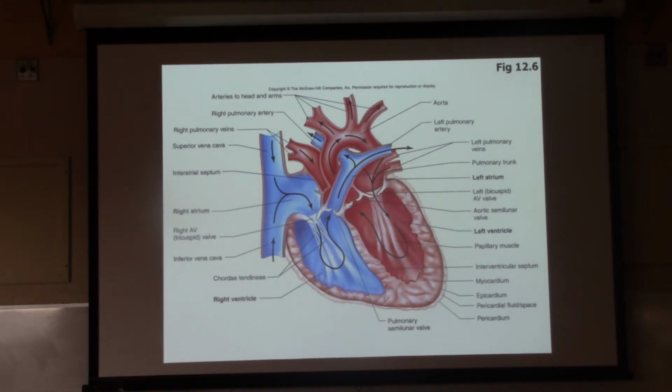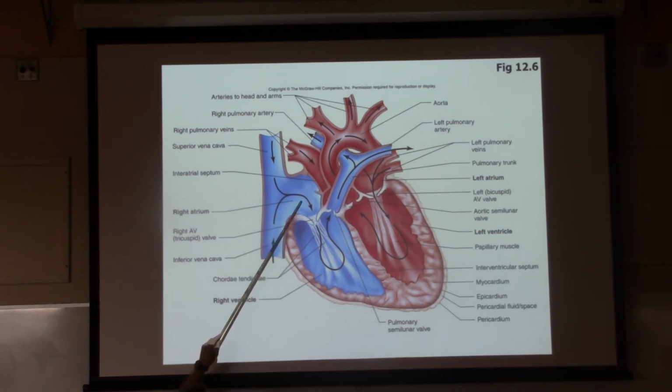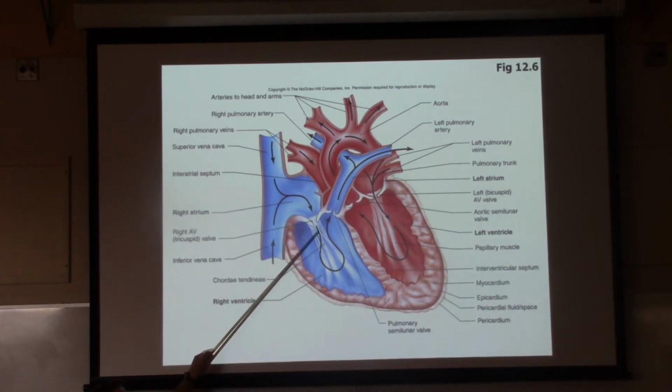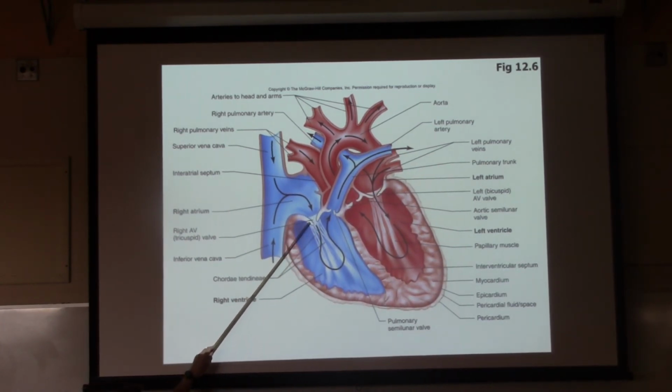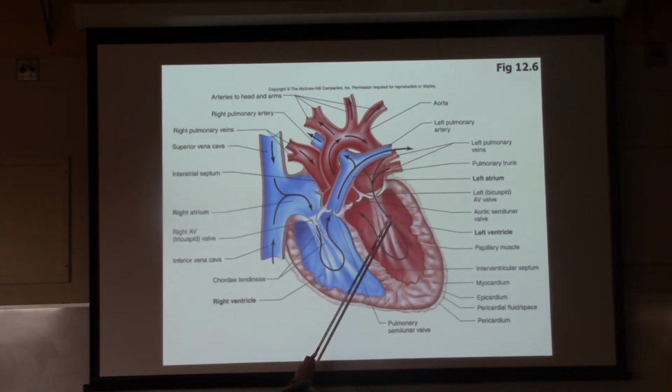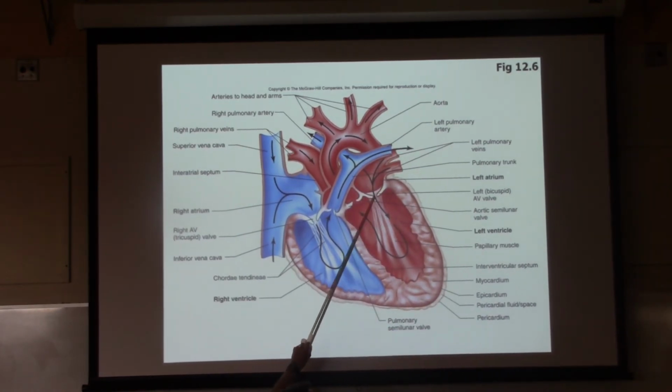So back to our little drawing. Looking on the right side of the heart, here is the right atrium. Blood leaves the right atrium into the right ventricle. To get there, it has to go past these little flaps. This is the right atrioventricular valve. On the left side, we have something just like that. From the left atrium to the left ventricle, there is the left atrioventricular valve.